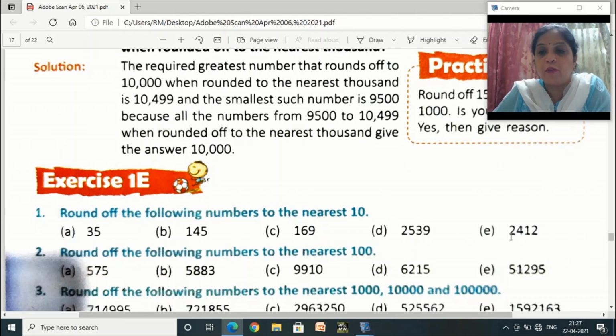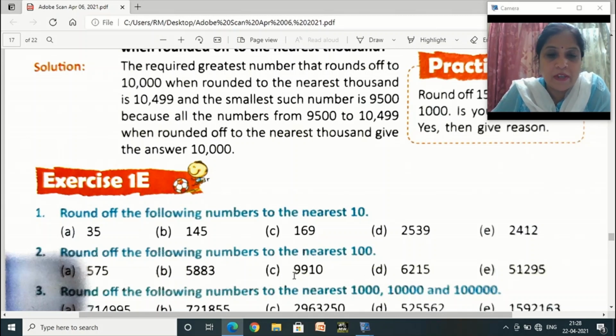Similarly, suppose you have to round off 2412 to nearest 10. Here also, first we will circle the digit at 10's place. Now what is the digit at 10's place? The digit at 10's place is 1. And we will underline the digit at the ones place. The ones place digit is 2. Since 2 is less than 5, 2412 will be rounded off to 2410.